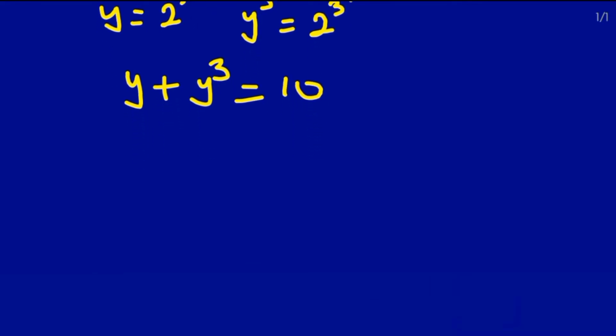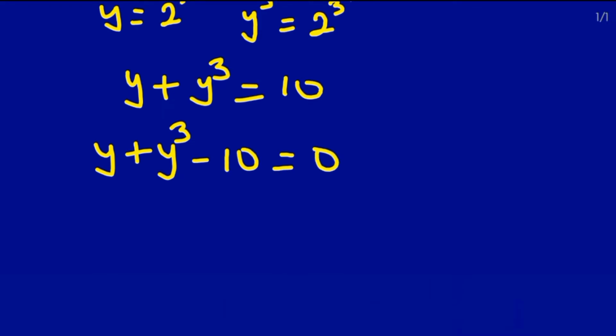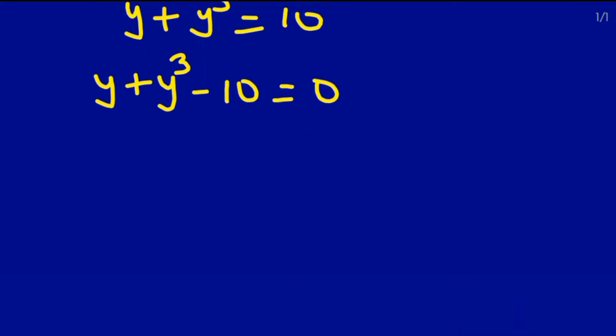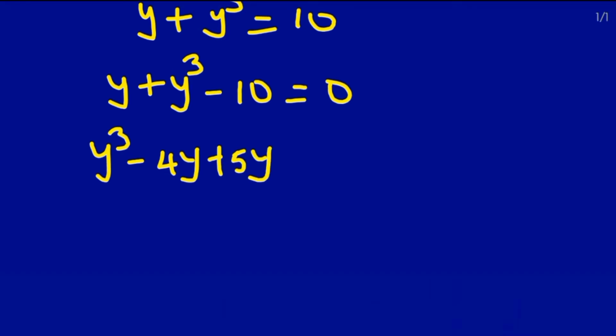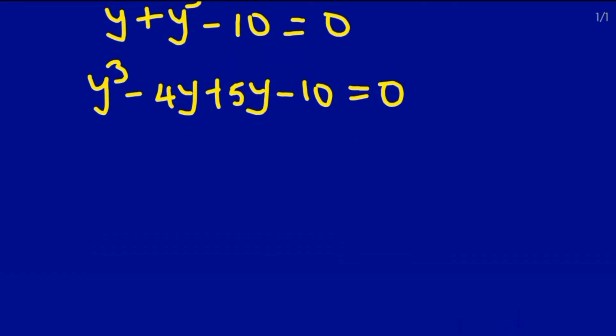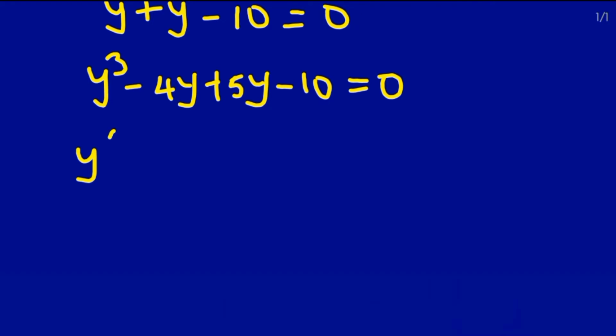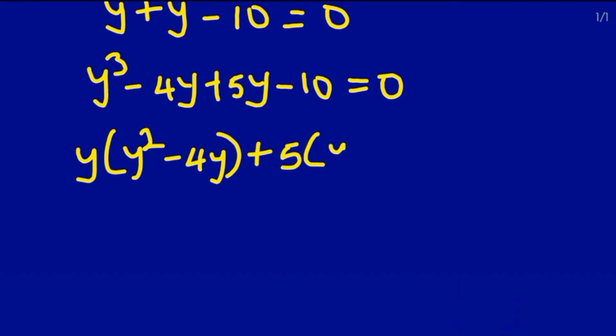So taking 10 to the other side of the equation, you have that y plus y cubed minus 10 is equal to 0. Now you can write this equation as y cubed minus 4y plus 5y minus 10 is equal to 0. Now with this we can write it as y squared minus 4y in brackets plus 5y minus 2 is equal to 0.